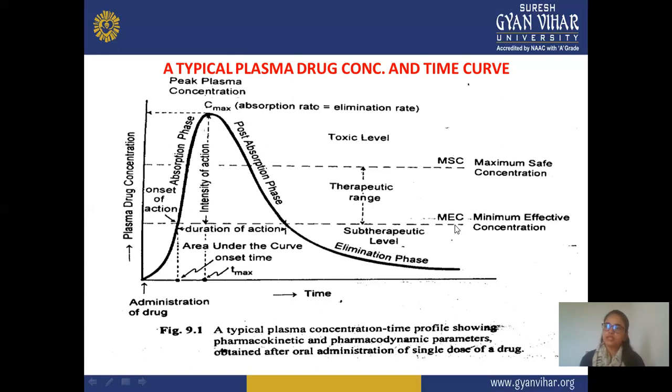This means you can say that the starting of a drug showing effect is just started from this point, the onset of action. Below this is known as the sub-therapeutic level, and above is the therapeutic range. This point is known as the minimum effective concentration, because the drug effect is just starting from this point. So this is all about the plasma concentration-time curve, this is your time versus concentration of your drug. So this is all regarding the curve.